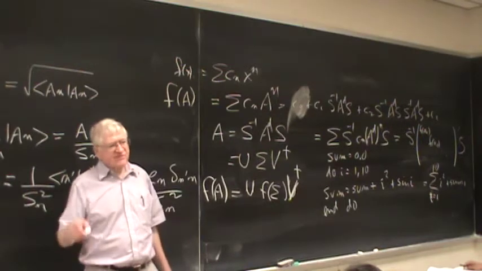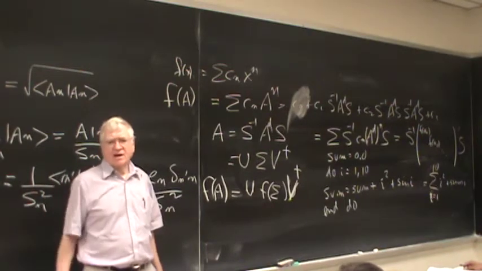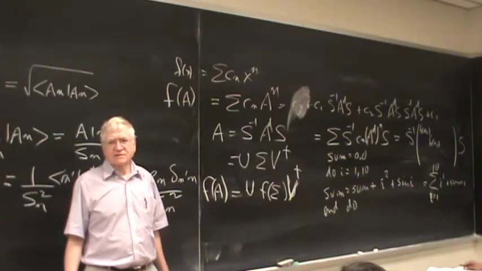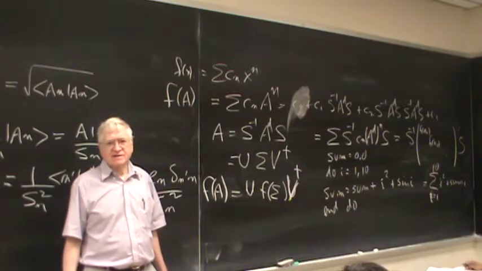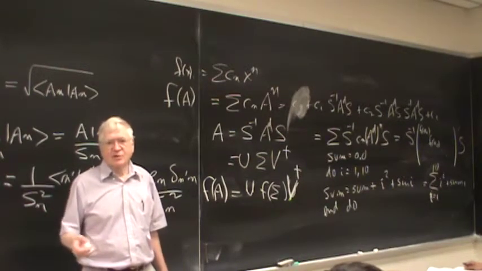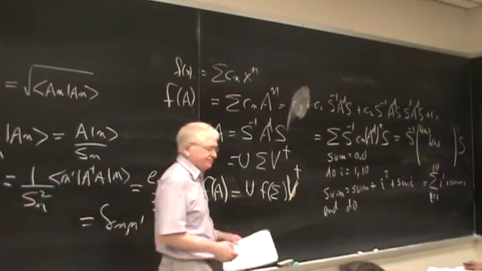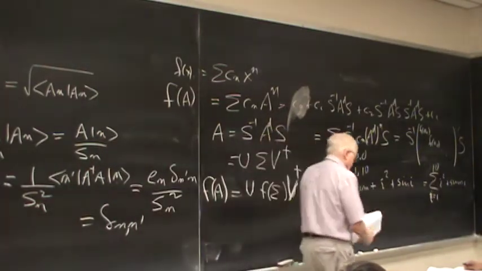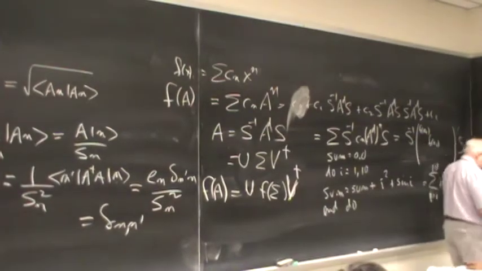But i in Fortran, i in MATLAB, I think MATLAB is able to figure out whether you mean the square root of minus 1 or an integer you're summing over. All right, anyway, let me get back to what I was saying.